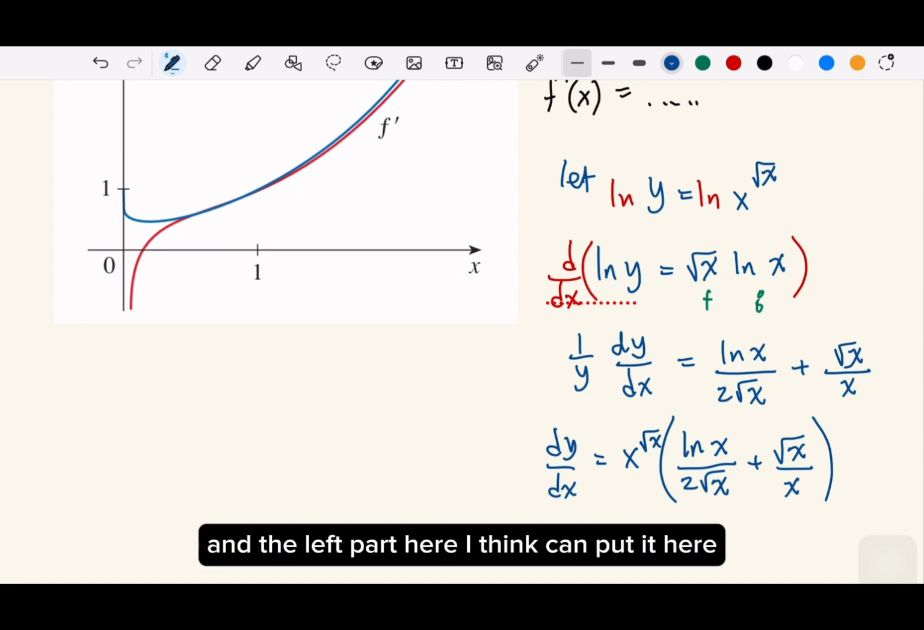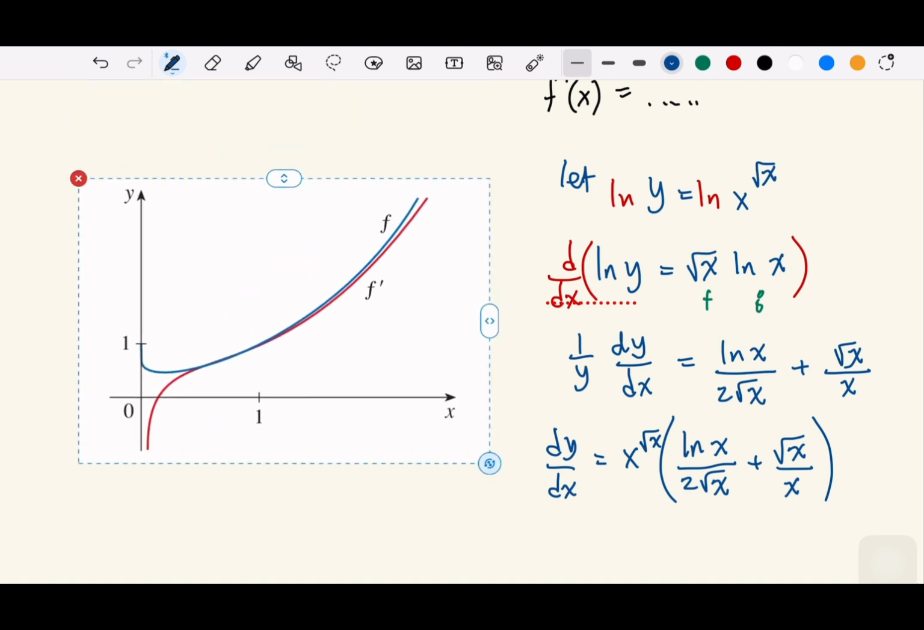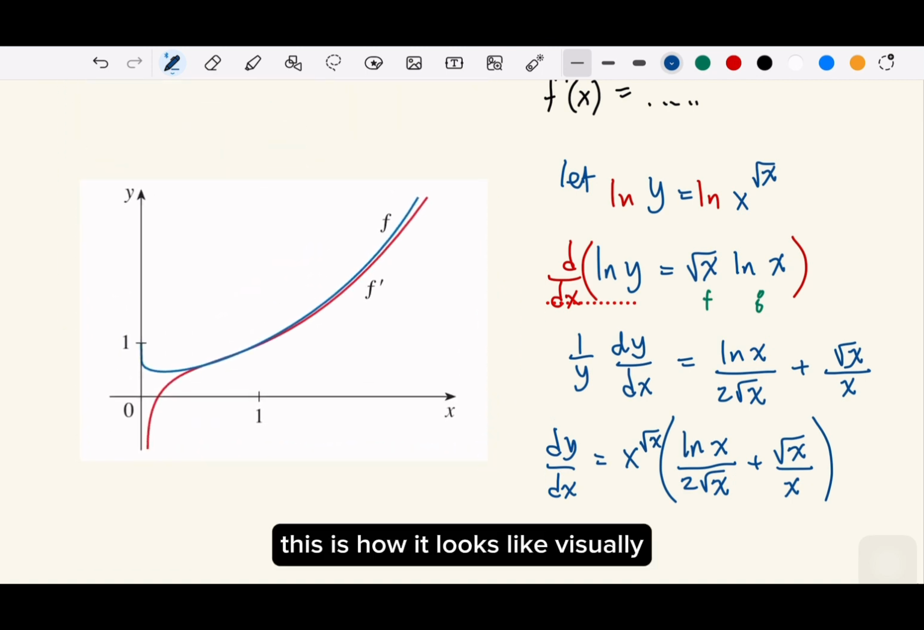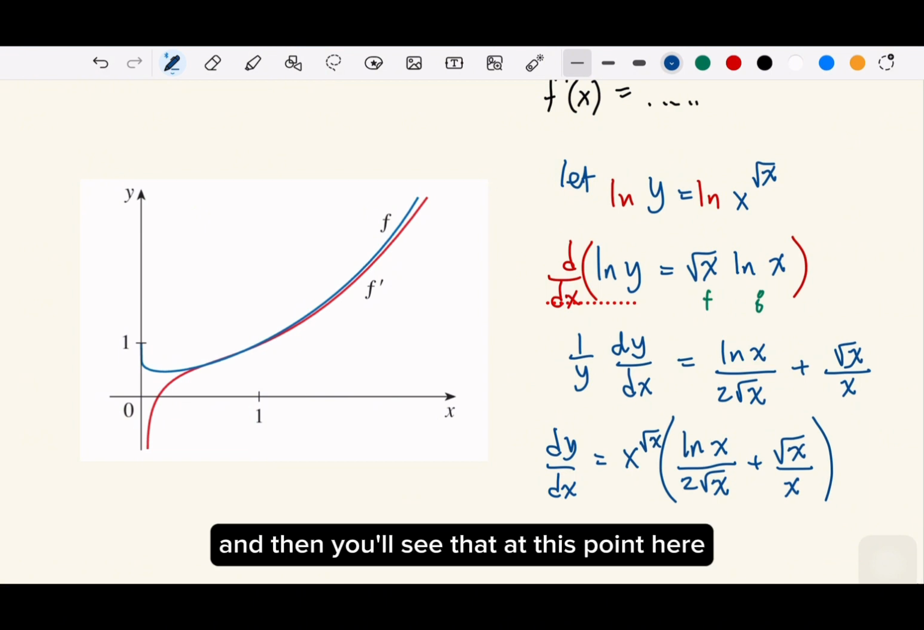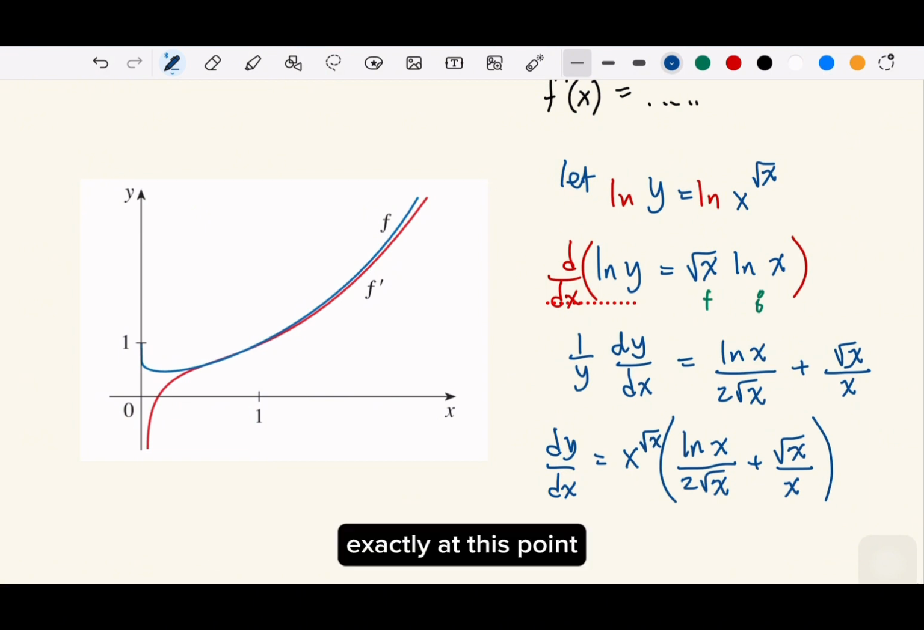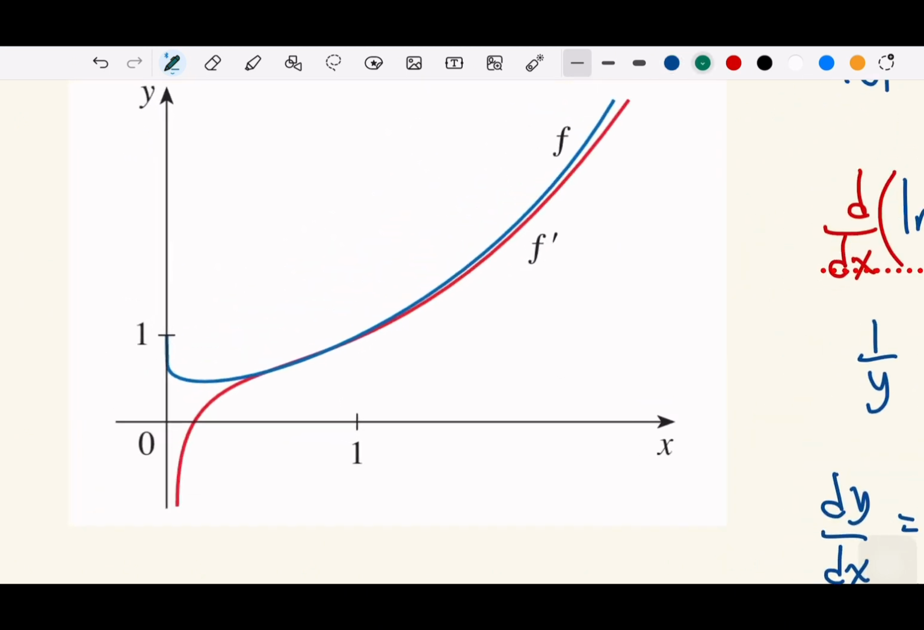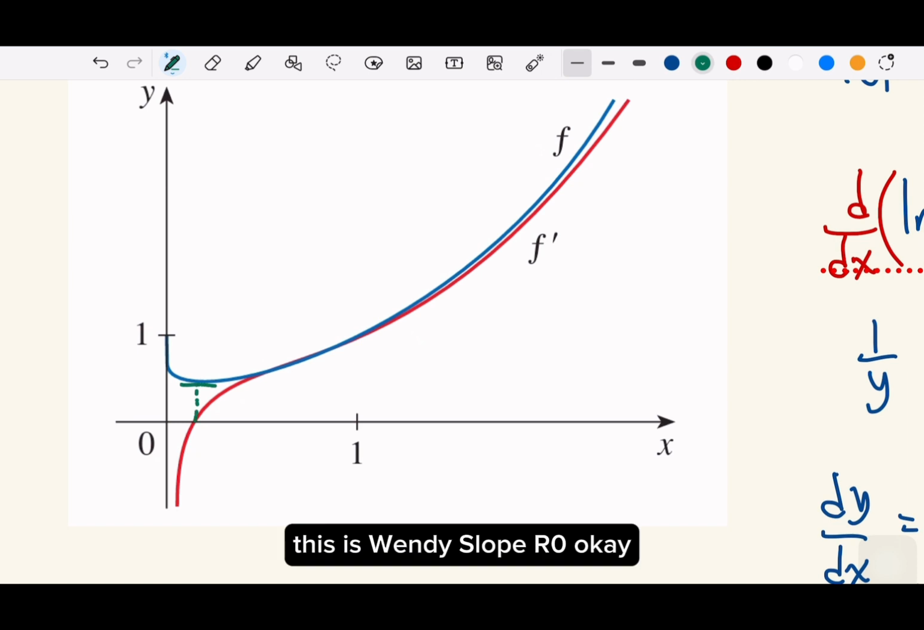And for the left part here, I think I can put it here. This is how it looks visually. The blue one is f. And you will see that at exactly this point, this is when the slope is 0.